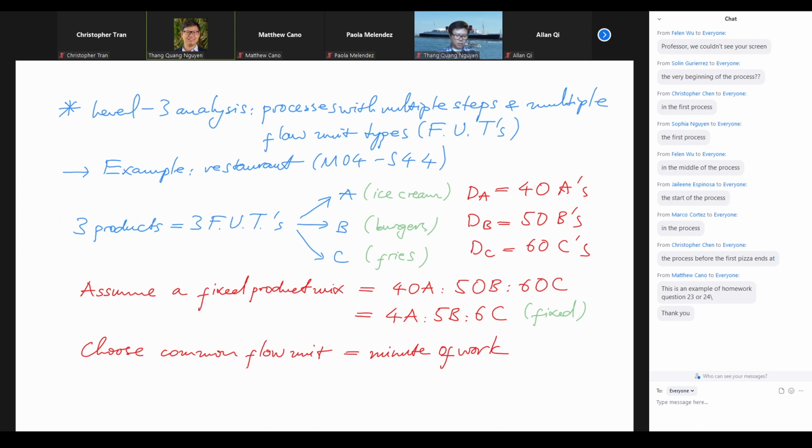In this case, we talk about minutes of work as a common unit among the ice cream, the burgers, and the fries. And here is the thing. The question asks us to draw the process flow diagram so that we can make more sense of it. So let me draw the process flow diagram with you first.